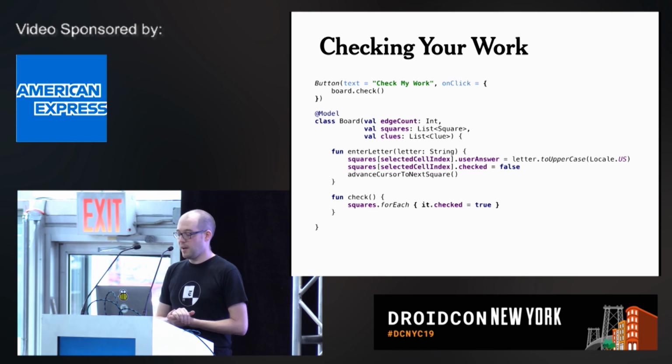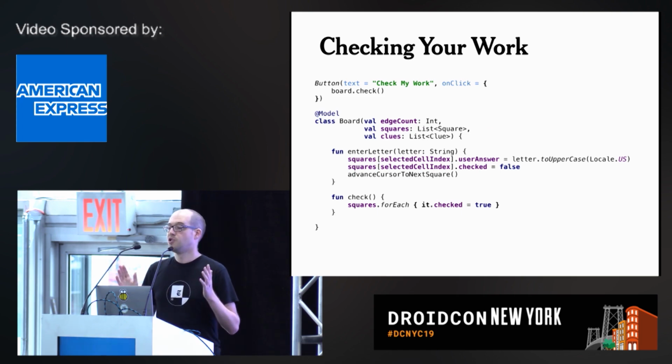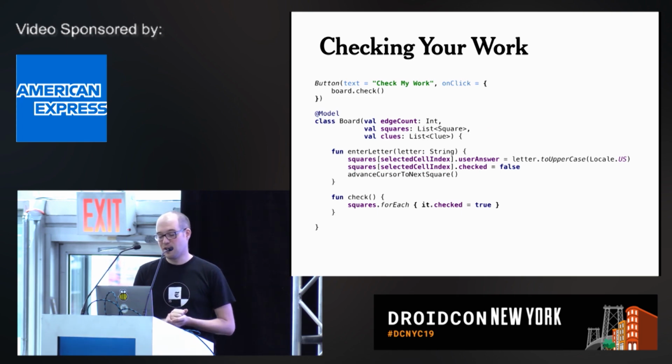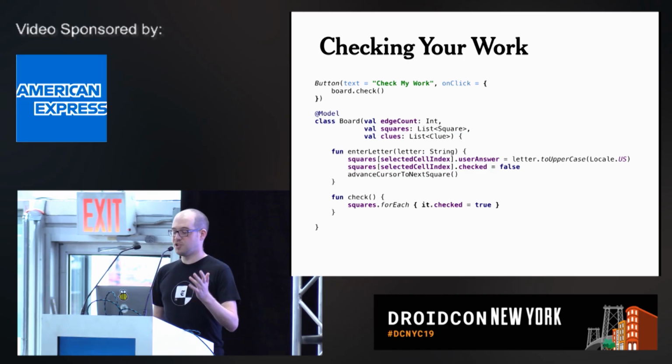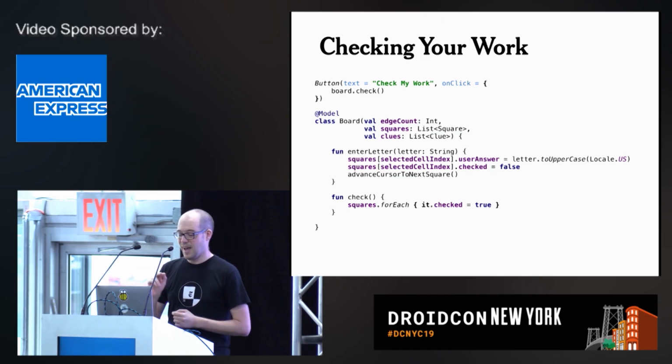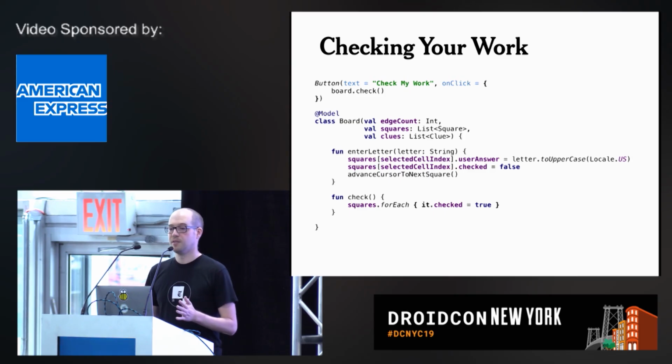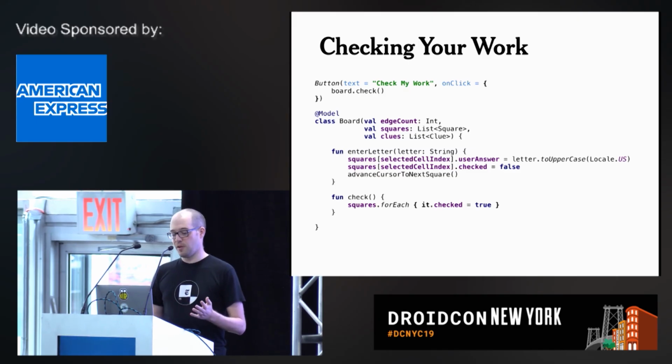Finally, we're going to add a button, check your work. And again, it's onClick is going to call the check method on the board. And then when you call check, it's going to apply that checked flag on each and every one of the cells. I'm also doing a convenience thing for the user. Now when you type in a new letter, we're going to clear that checked value on that cell so that it would clear the strikeout and give you another chance to try and get it right.